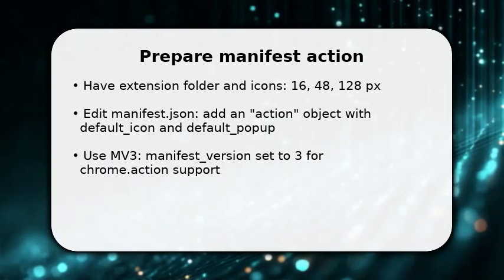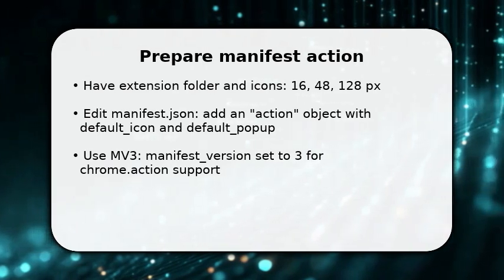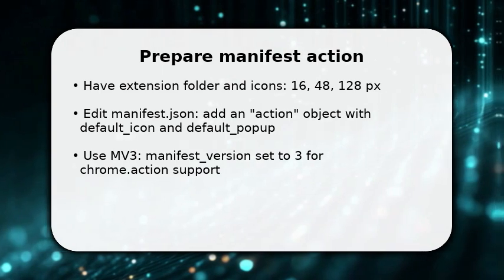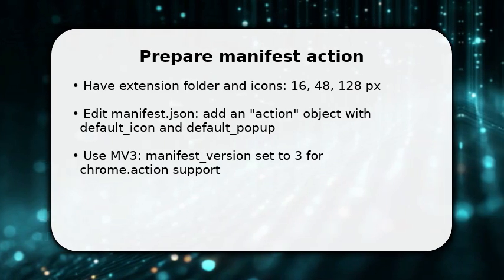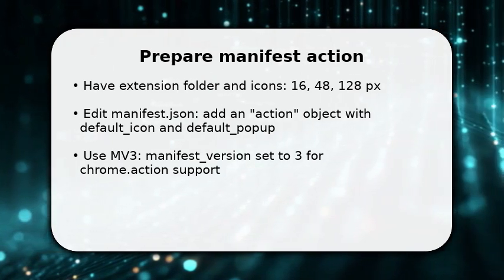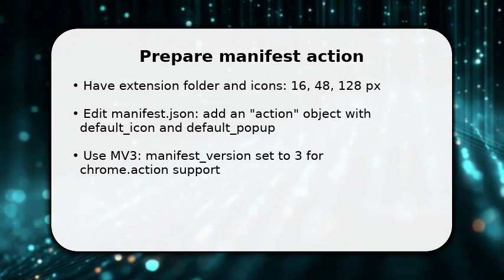You start by editing the extension source. Open the extension folder and locate manifest.json. Add an action object that specifies default icon and optionally default pop-up so Chrome knows to create a toolbar icon. Use properly sized PNGs, 16, 48, 128, to cover UI scales.